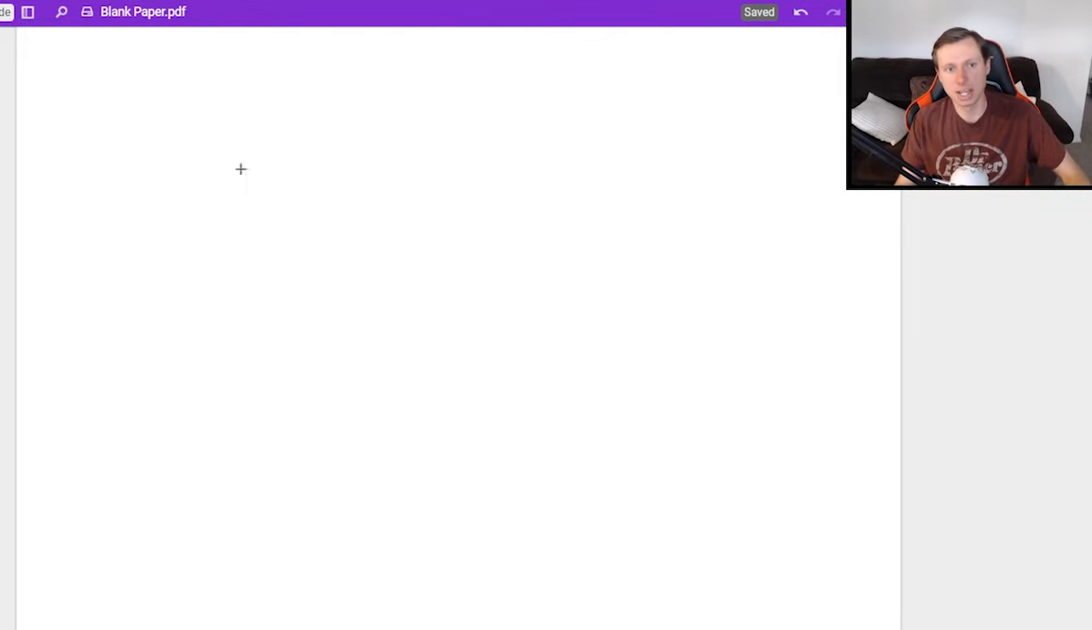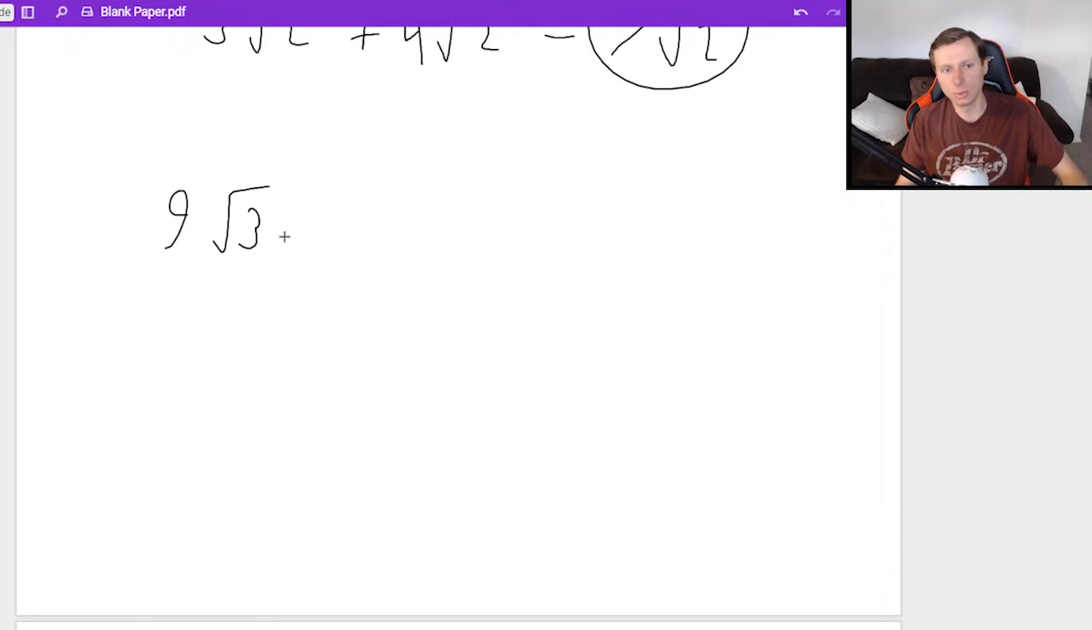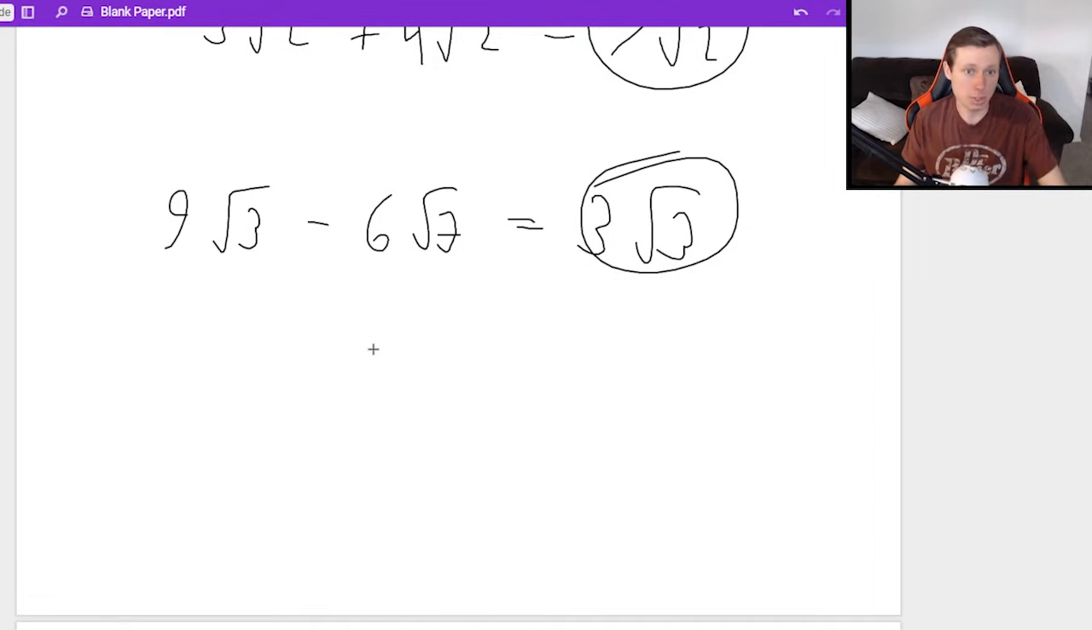For instance, if I have 3 root 2 plus 4 root 2, that's going to be 7 root 2. If I have 9 root 3 minus 6 root 3, well that's going to be 3 root 3, because the square roots are the same. So that means I keep the square root there, and the coefficient is what I'm really looking at here. So when I see 9 root 3 minus 6 root 3, I get 3 root 3, because 9 minus 6 is 3.